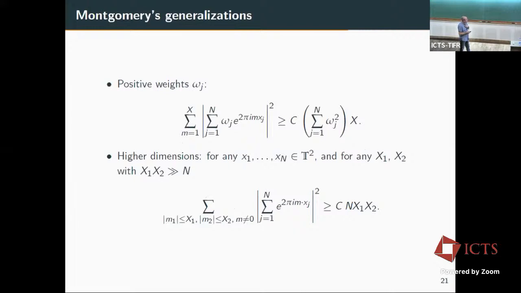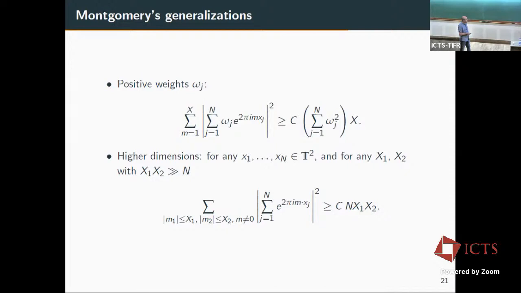So Montgomery has several generalizations of this inequality. First of all, you can put weights here, omega j. And so instead of having omega j equal 1, you just plug in omega j. And instead of having n, you have this sum here, the sum of the squares of the weights.